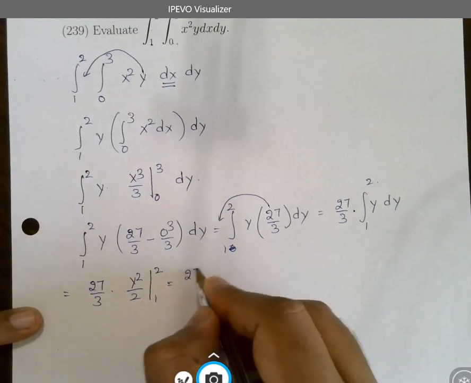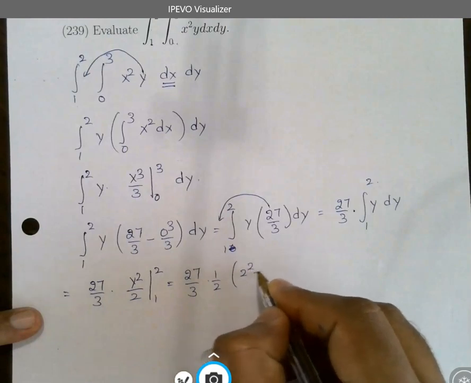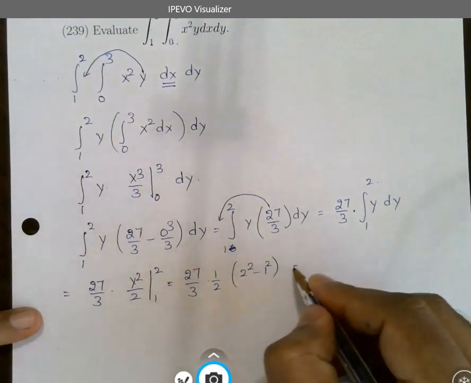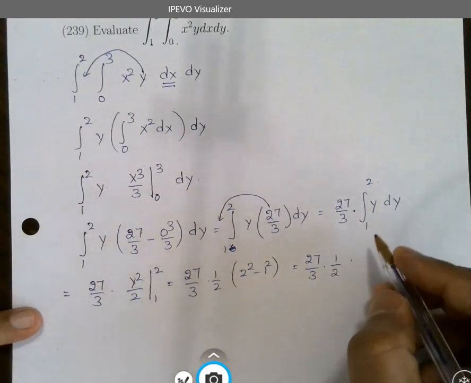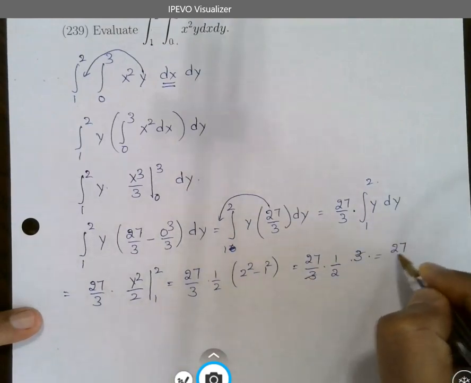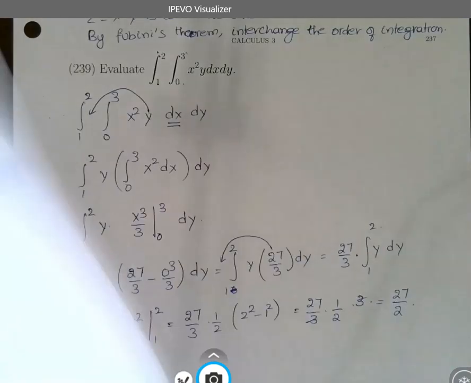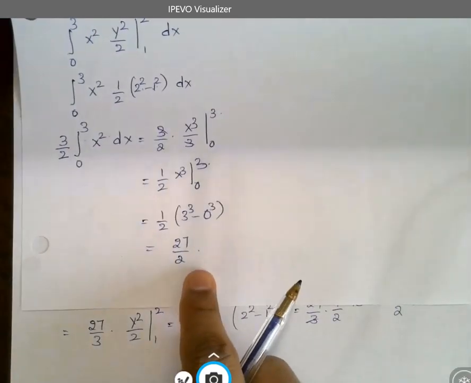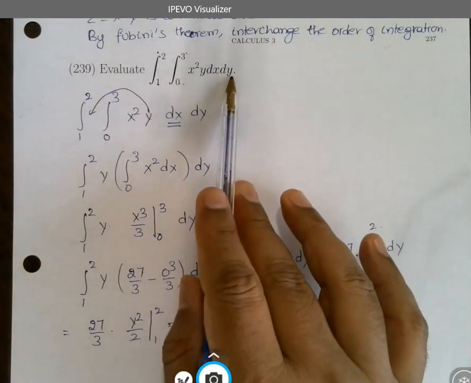Upon substituting the limits of integration, you get 1/2 times 2 squared minus 1. So that's going to be 27 over 3 times 1/2 times 2 squared minus 1 squared, which is 4 minus 1, which is going to be 3. So 3 gets cancelled out, so you get 27 over 2. So when you change the order of integration, it really did not change the answer. But I felt this was easier to do, integrating with respect to x first and y next.